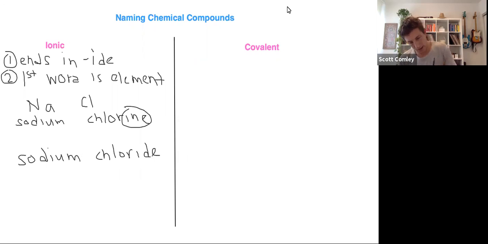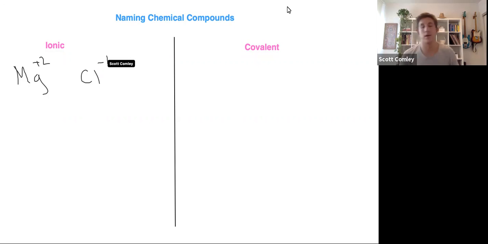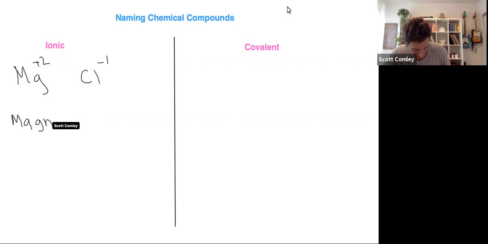Let's do another one here. What if it was magnesium with chlorine? Now, we'll get more into this in the ion video, but magnesium has a +2 charge, and chlorine has a -1 charge because of how many electrons it wants to give to make it a stable element, or a stable ion, I should say. Well, first word is magnesium. Second word, you guessed it, is chloride.